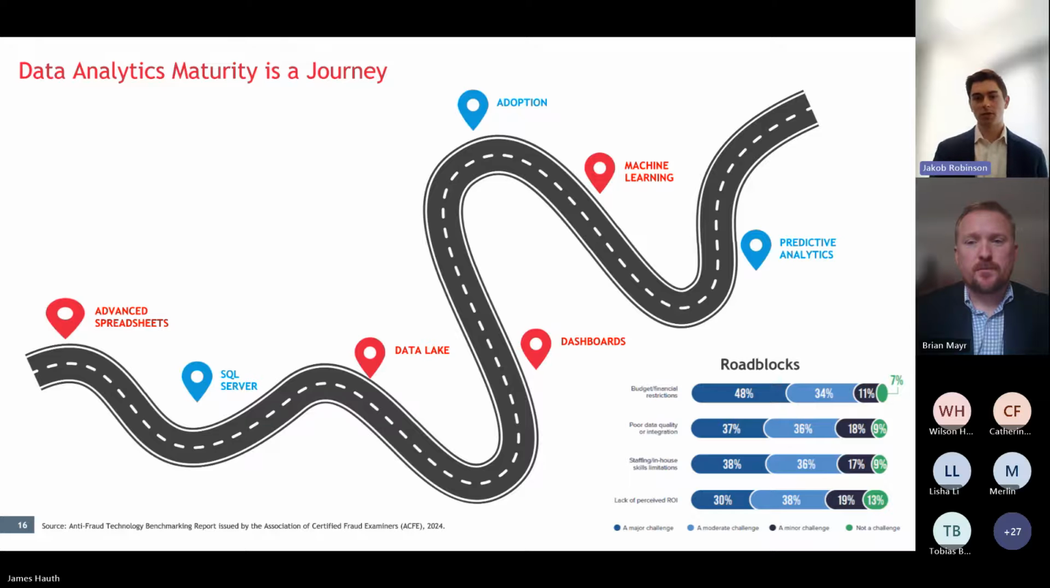Getting your house in order and understanding what data you have takes time, and that's what people have been doing over the last decade or so. But in the next phases of getting to adoption and machine learning and predictive analytics, there are some major roadblocks, and the ACFE identified this in the last year, that it's predominantly budgetary, data quality issues, in-house limitations, and lack of perceived ROI. Ultimately, it costs money to build out compliance programs and strong analytics programs for any use.